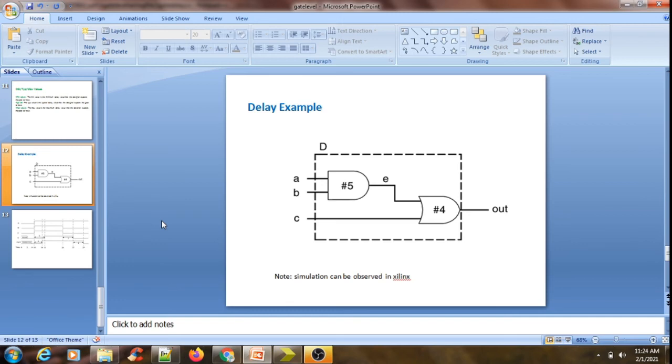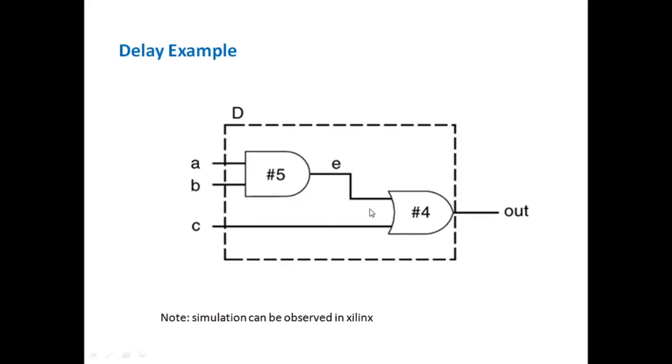One gate is an AND gate, and the second gate is an OR gate. The AND gate is connected to the OR gate by using a wire. Let me keep the name of the wire as E. E is the wire name, and E produces the output. E will not produce the output immediately, because this logical gate AND has a certain amount of delay. This gate is consuming a certain amount of time to produce the output.